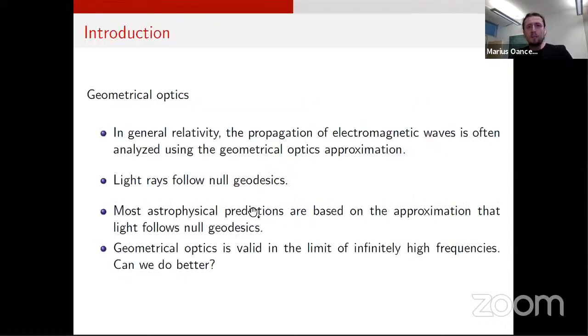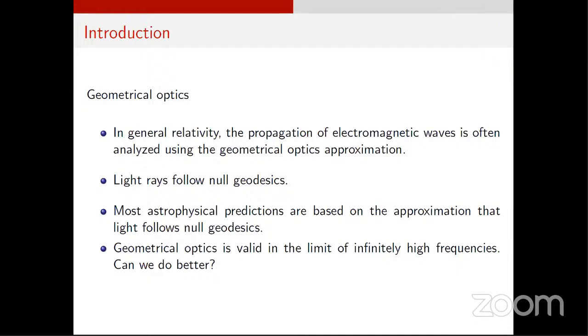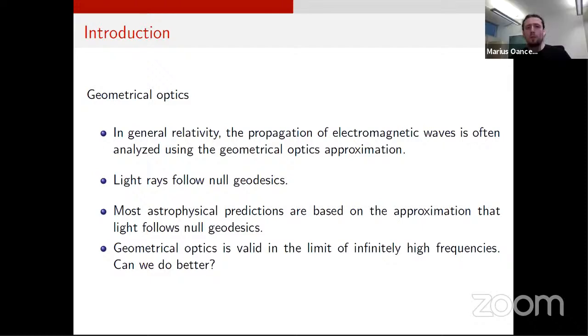Let's start with some basic facts. In general relativity, the propagation of electromagnetic waves is often considered using the geometrical optics approximation for Maxwell's equations. What we get from this approximation is that light rays follow the null geodesics of the underlying spacetime, and we use this approximation to make most of our astrophysical predictions.